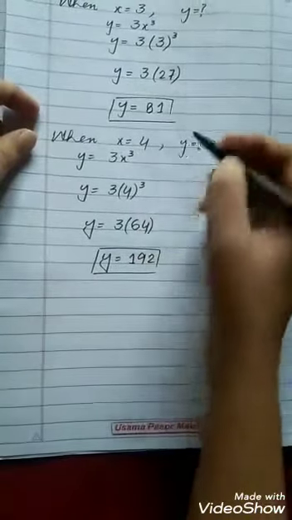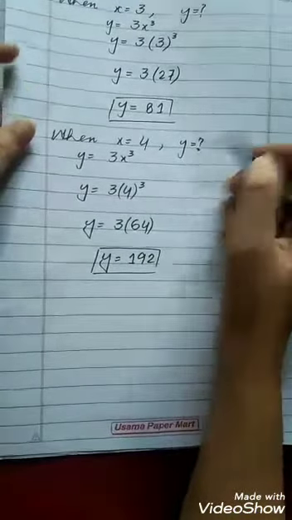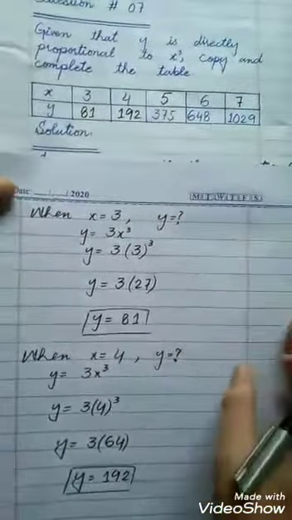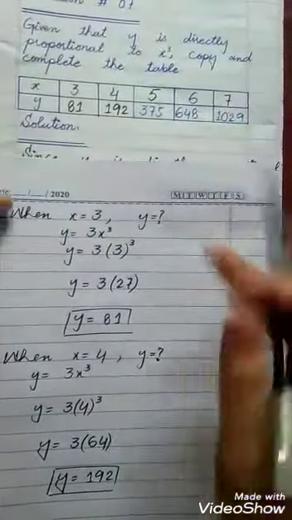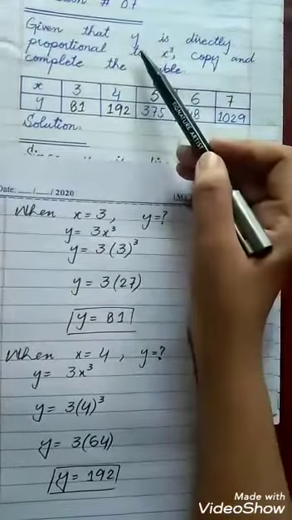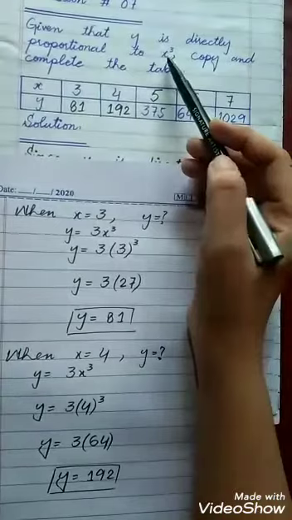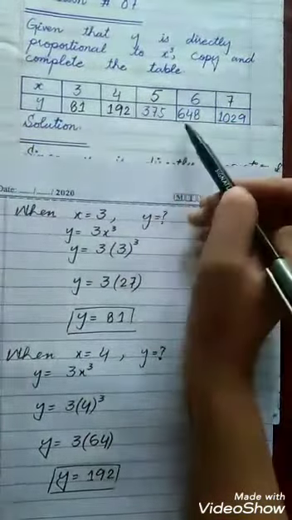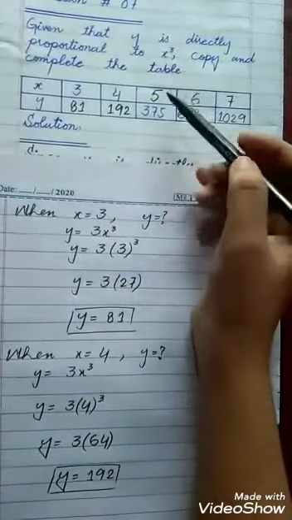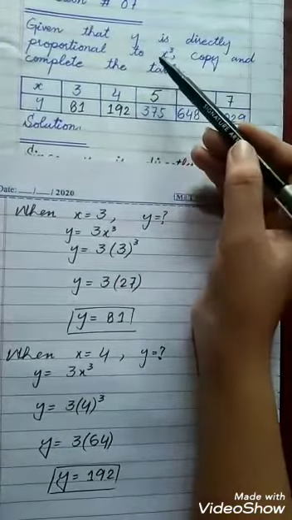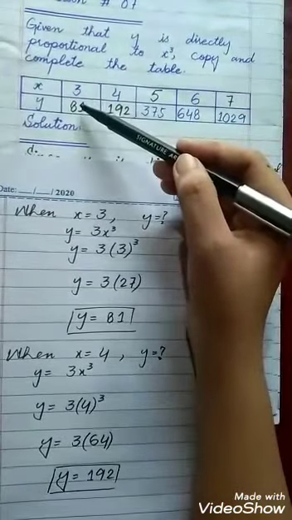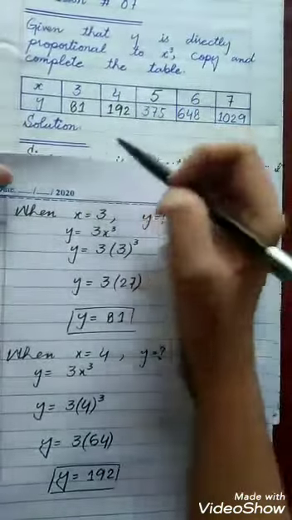We have found y as well. All the table we have filled by placing the values. What we have done today in question number 7: in question number 7, the relation was given that y is directly proportional to x cube. Few x values were given and few y values were given. So first of all, we found the constant value k, and after that we placed the missing x and y values and completed our table.